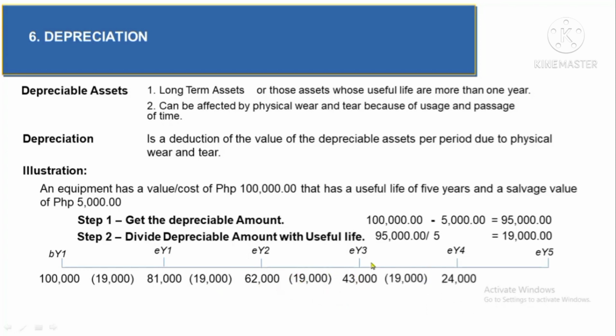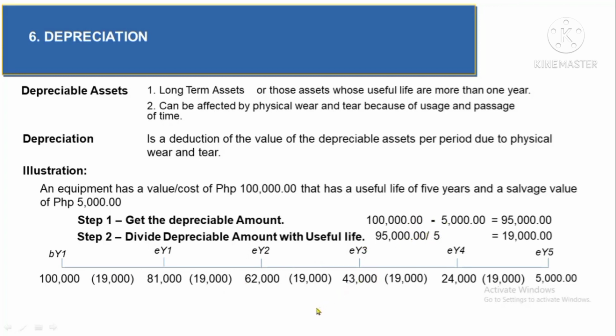Another 19,000 will still be deducted at the end of year 4, so we have 24,000, and lastly the last 19,000 is deducted, so we still have 5,000 value of the equipment even after the useful life of 5 years. So that's it for depreciation. But let me remind you again, if you want to get the depreciation expense under the straight line method of depreciation, then you need to deduct the salvage value from the cost before dividing it by the useful life.